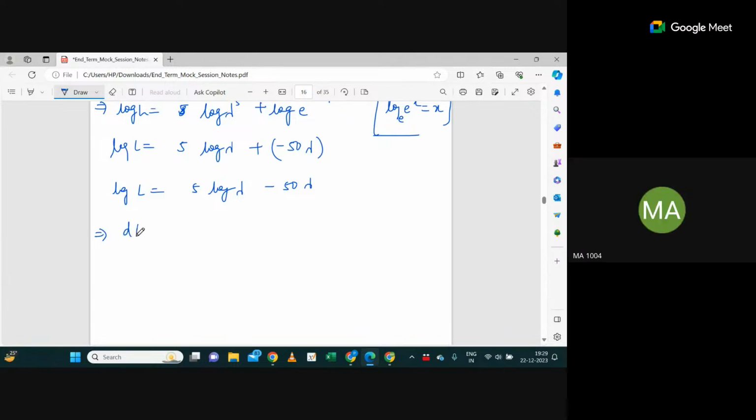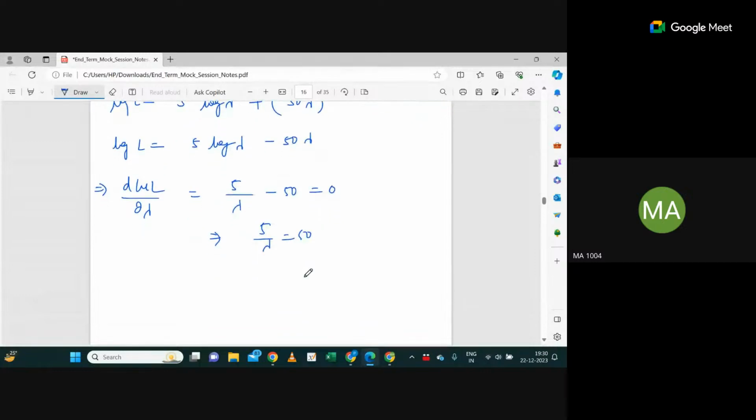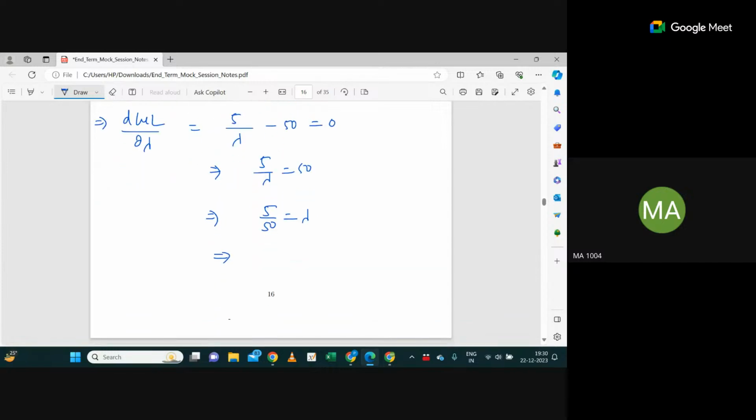I have to differentiate with respect to lambda. So it will be 5 by lambda minus 50 equal to 0. Now what's the next? It's 5 by lambda equal to 50. So lambda will be how much? 5 by 50 equal to lambda. So basically lambda cap will be 1 by 10, which is nothing but 0.1, which should be the answer.